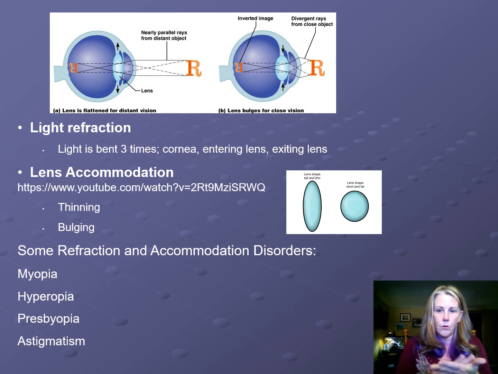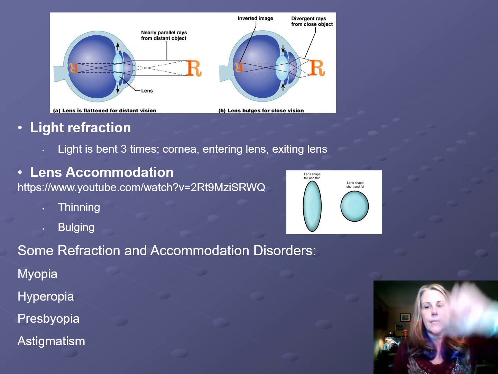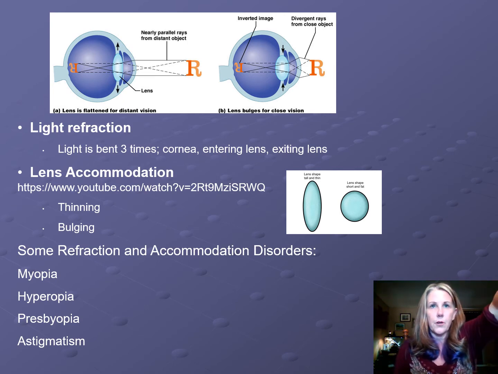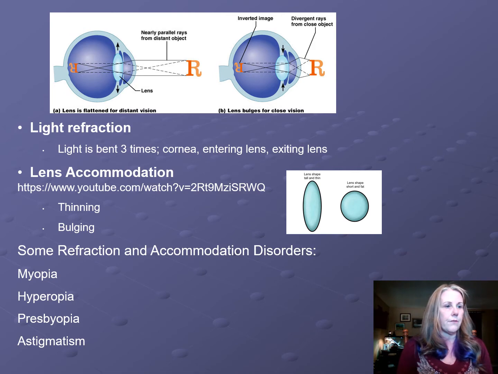We're nearsighted. Okay, we can't see things far away. They're blurry. Things are blurry far away. That's technically called myopia. And that can happen if the lens doesn't properly bend, if it doesn't properly thin out.